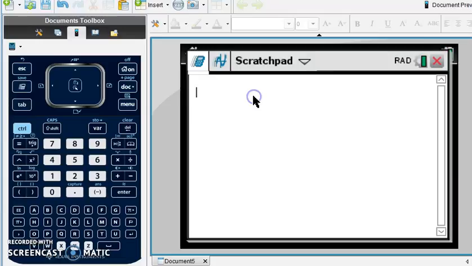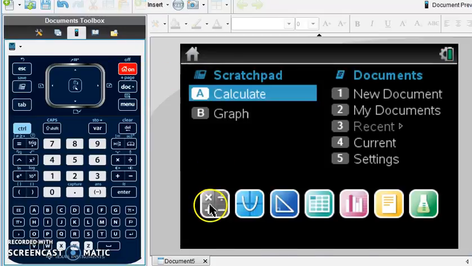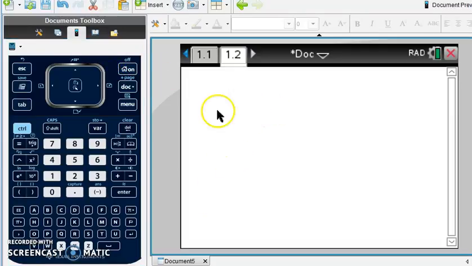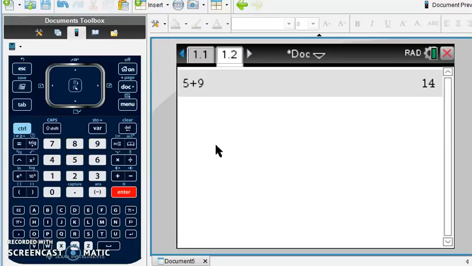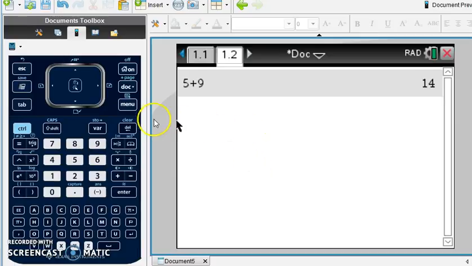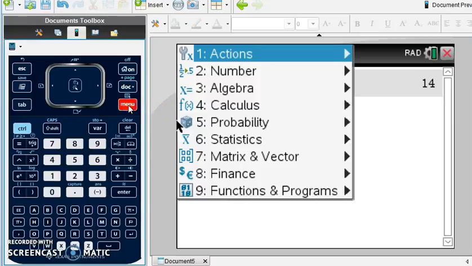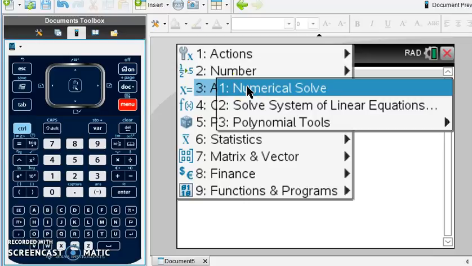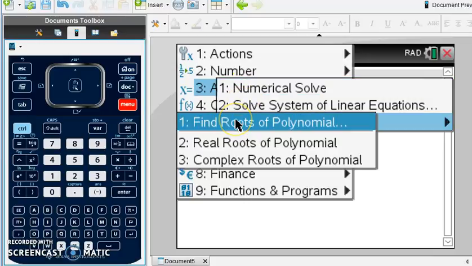Now I could, alternatively, do a calculator page in a new document by clicking the calculator shortcut. Either way, we want to have a calculator page. This is a page where I can just do simple operations, right? For this, though, we are going to be solving a quadratic equation, 2x squared minus 5x plus 3. To get to that place where we can solve, we're going to go to Menu, Algebra. Under Algebra, we have number 3, Polynomial Tools.